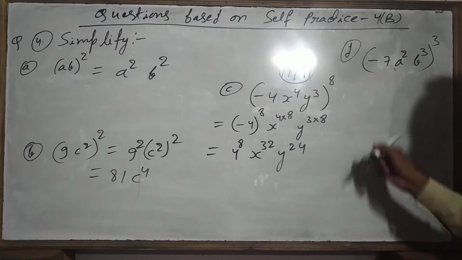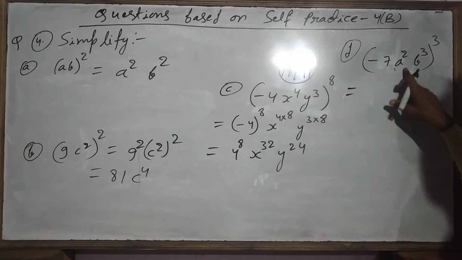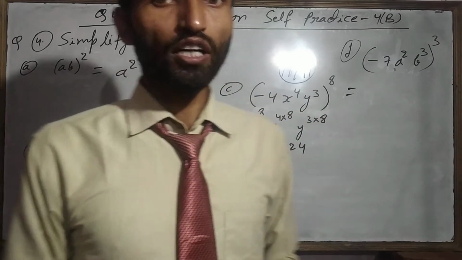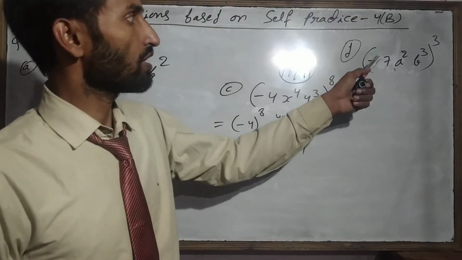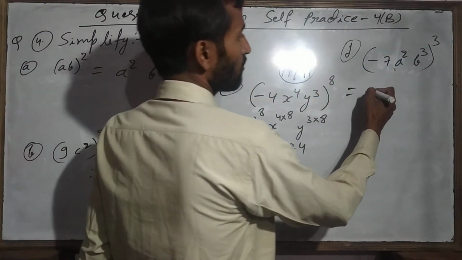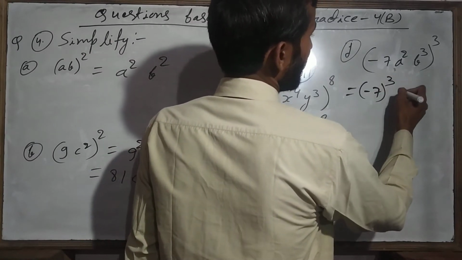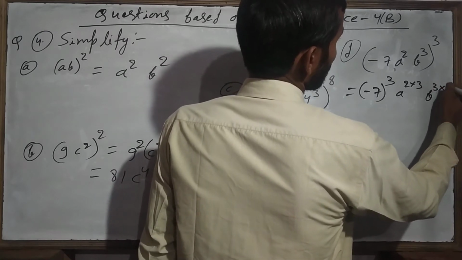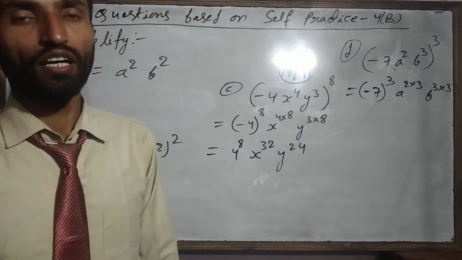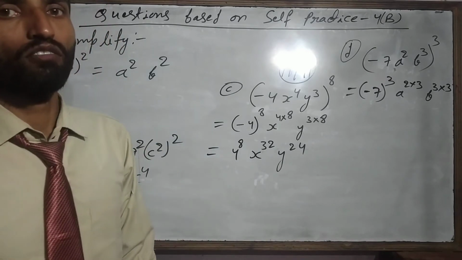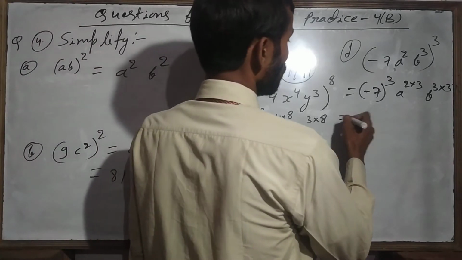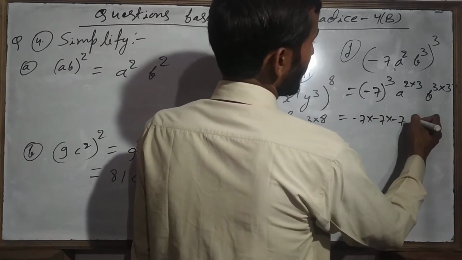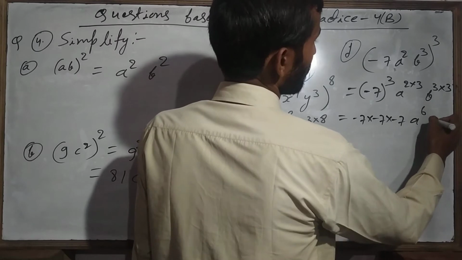Leave it. Now next one, minus 7a square b power 3, whole power 3. So what will we do in this case? Minus 7 cube means minus 7 power 3, and a square into 3, b 3 into 3. Minus 7 power 3 means minus 7 into minus 7 into minus 7, 3 times. If you want, you can multiply them, and a power 6 will come and b power 9 will come.